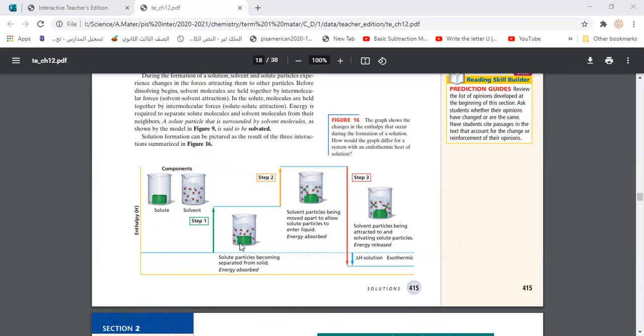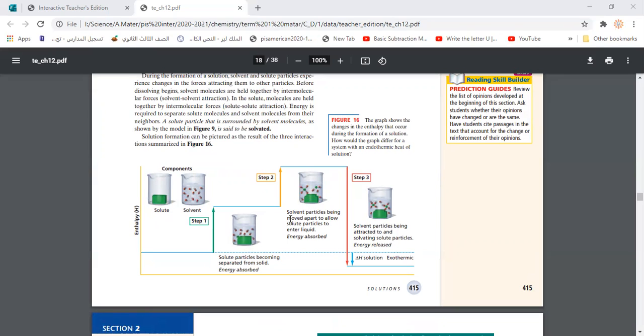So to be able to dissolve this solid in that solvent, first of all we need to break down the attraction between the solid particles. That means we need to overcome the solid-solid attraction force, and the same for the solvent-solvent force. So to overcome these forces, we need an amount of energy. The solid particles start to separate, which means energy is needed to overcome the solid-solid attraction force. And the solvent starts to surround the solute and move it apart, so we also need energy to overcome the solvent-solvent attraction force.